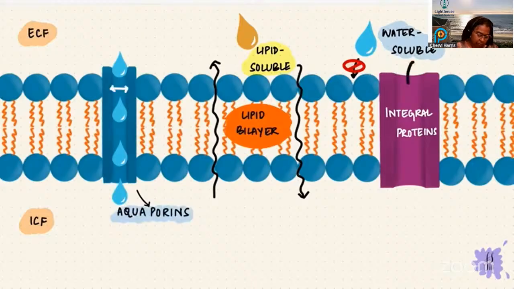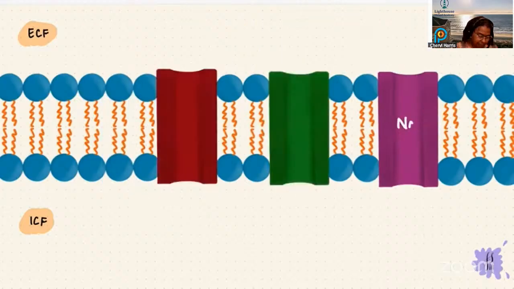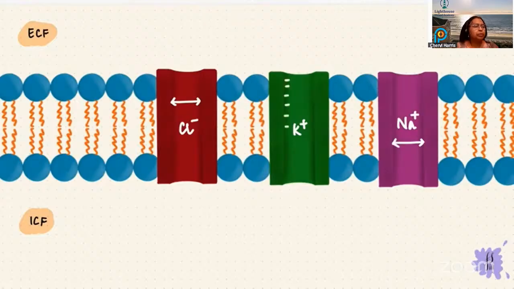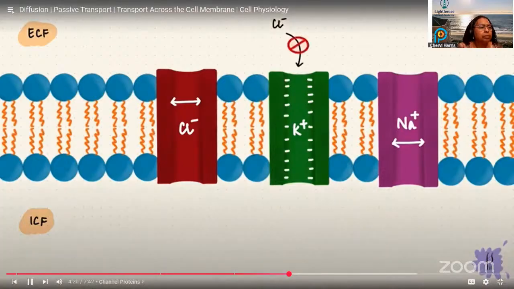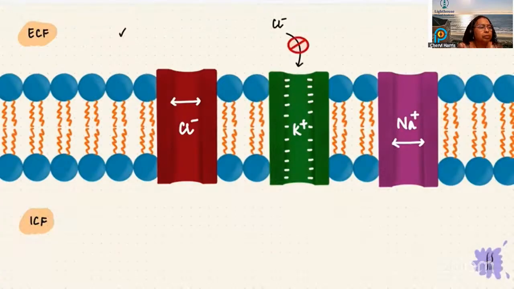So for other water-soluble substances, integral proteins can form channels. Like for ions, like sodium, potassium, calcium, and chloride, they have ion channels. Again, they're selective, so they have a size restriction, but they also have a charge restriction. If the channel is lined with negative charge, it won't let a negative ion through it, even if it's small enough to fit. So they are size and charge selective, and they can also be gated.